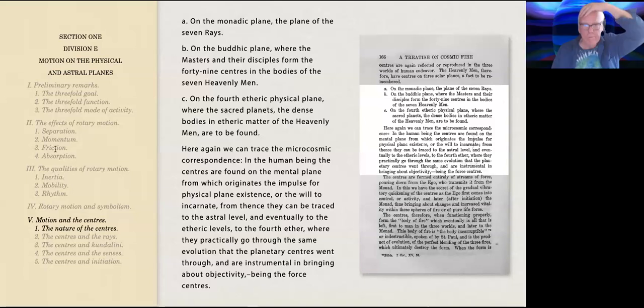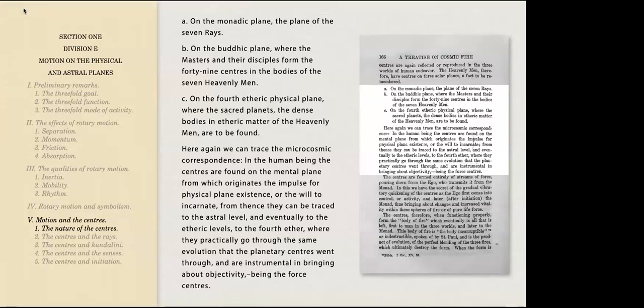A, on the monadic plane, the plane of the seven rays. B, on the Buddhic plane, where the masters and their disciples form the 49 centers in the bodies of the seven heavenly men. C, on the fourth etheric physical plane, where the sacred planets, the dense bodies in etheric matter of the heavenly men are to be found.